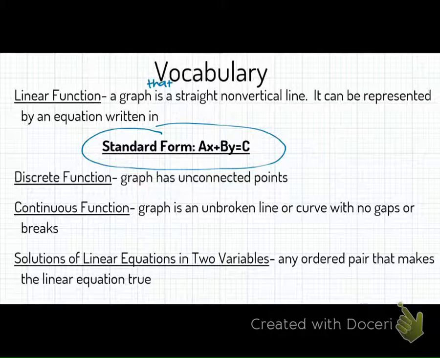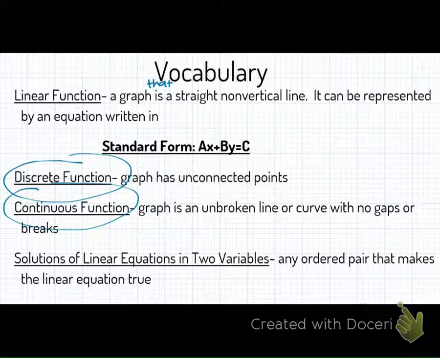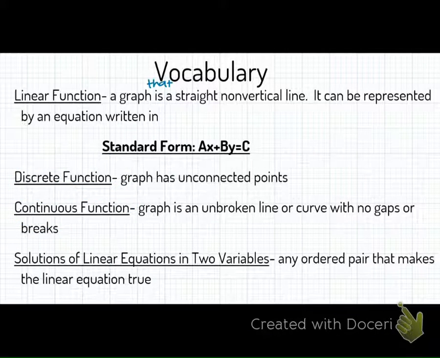This is the standard form of a line, so you should start memorizing this. We've talked about discrete and continuous functions. A discrete function is a graph that has unconnected points. Remember from before, if I had a graph with points like this, even though they're in a straight line, they're not connected, so that's discrete. Continuous is a graph that is unbroken, or a curve with no gaps. If I connected a line through all of these, then it would be continuous. This red line is continuous. These points by themselves are discrete.